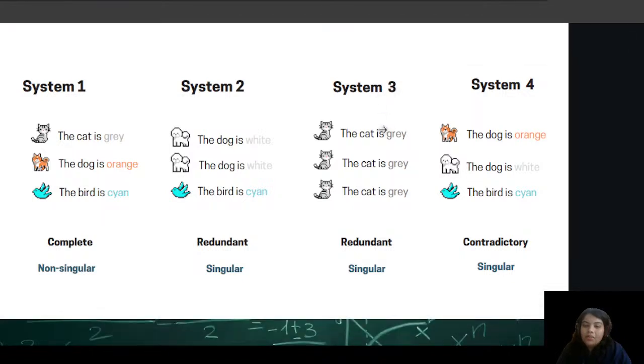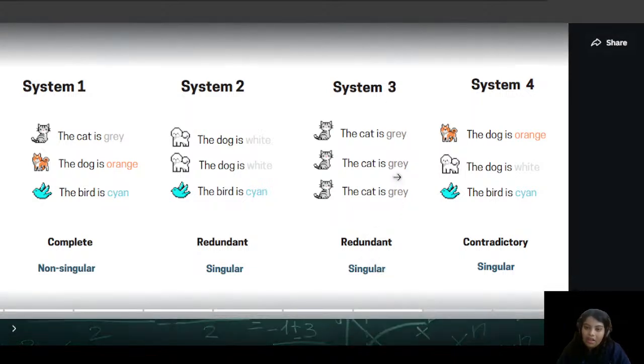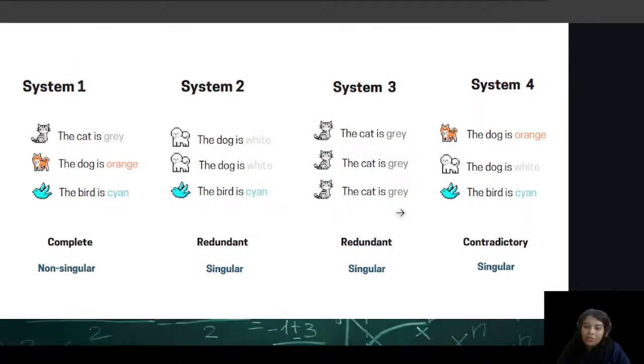In case of system 3, we can see that the cat is gray, the cat is gray, the cat is gray. So it is only saying the cat is gray. It is giving an idea of only one entity. So we are not getting any extra information, and it is also redundant. There is nothing wrong in that, but it is a singular system because it is not bringing anything new.